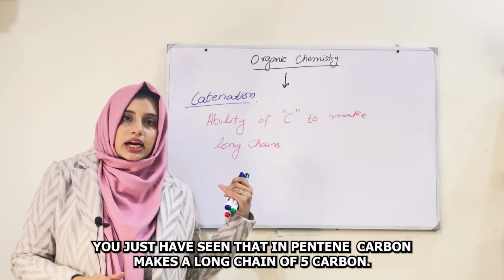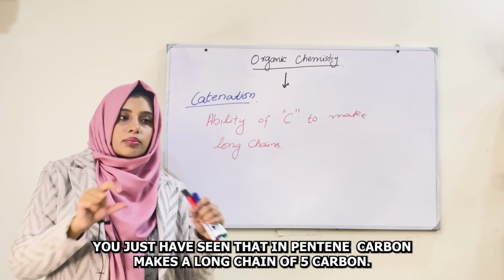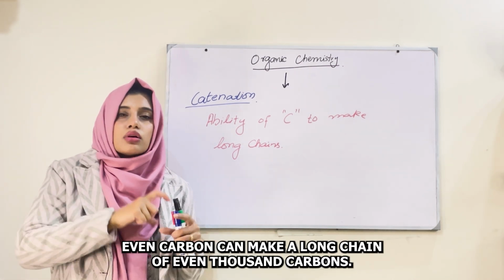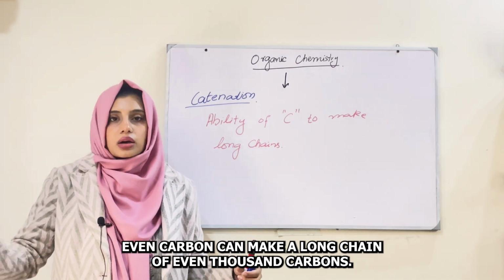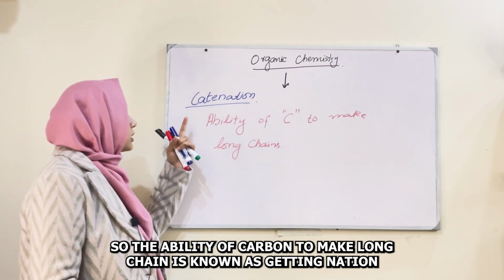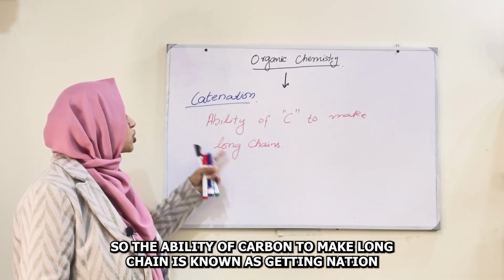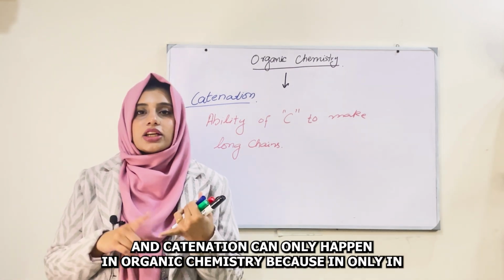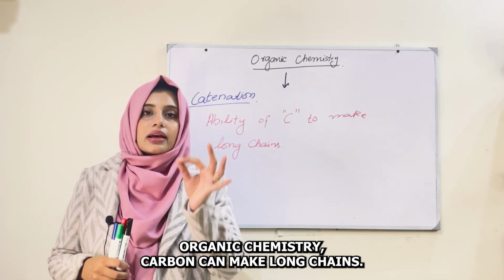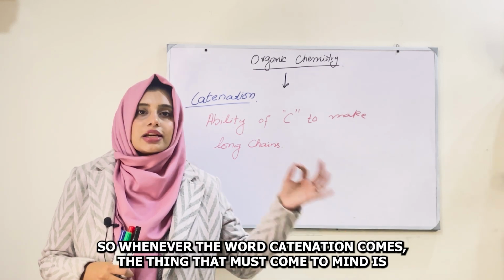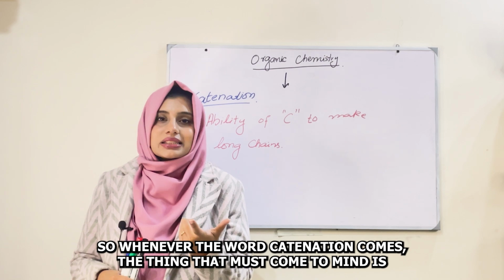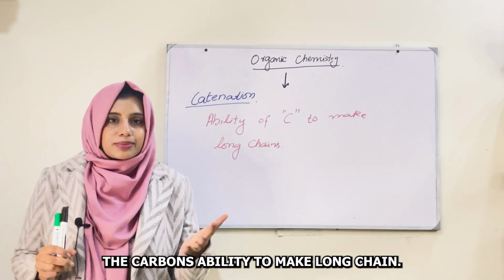You just saw that in pentane, carbon makes a long chain of 5 carbons. Carbon can even make a long chain of 1000 carbons. We will study that in polymerization. So the ability of carbon to make long chains is known as catenation, and catenation can only happen in organic chemistry, because only in organic chemistry can carbon make long chains. So whenever the word catenation comes, the thing that must come to your mind is carbon's ability to make long chains.